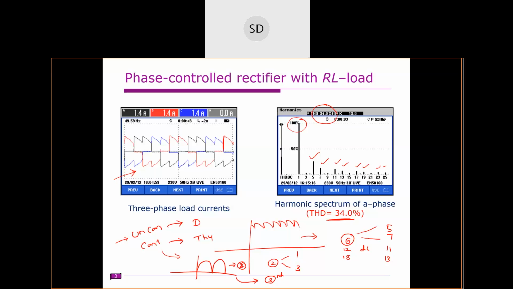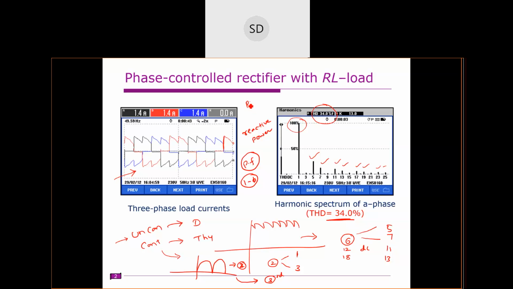And moreover, it requires a large amount of reactive power. Why is reactive power required in these controlled or uncontrolled converters? You know that, right? What is the power factor at which it will operate, if it is single phase? You might have studied different types of power factors in converters.